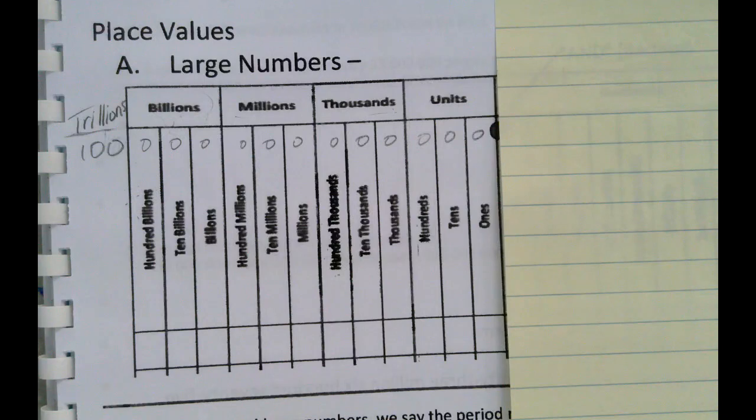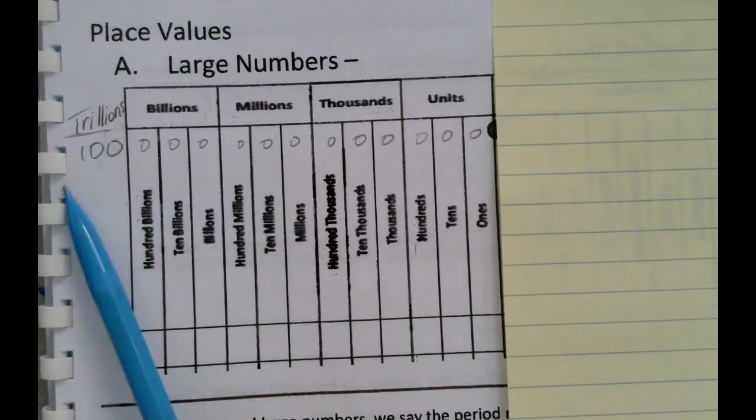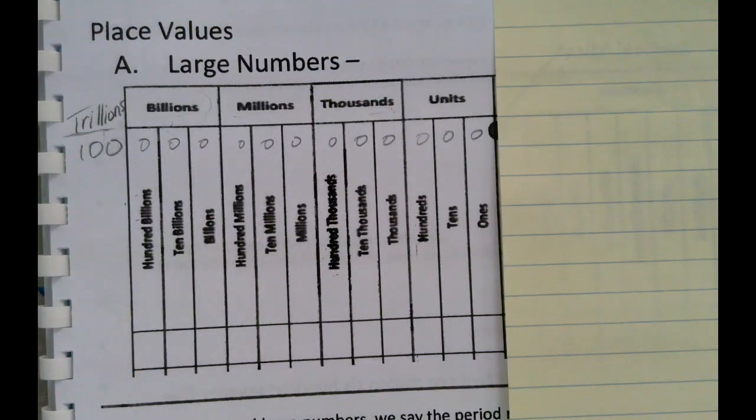Let me just quickly check, what's after a trillion? Let's see what we got. All right, so we have a million, and then it goes a billion. So we have that in our chart. Then it goes trillion, and then it's a quadrillion, and then a quintillion, a sextillion, a septillion, octillion.